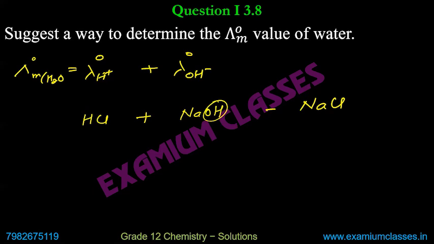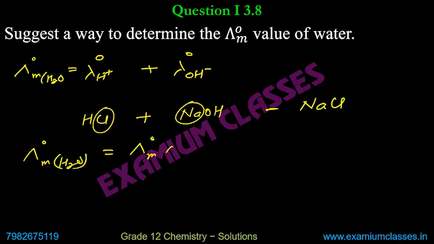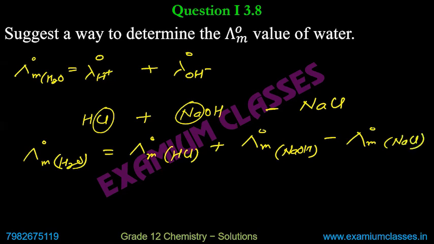Good. So HCl is a strong electrolyte with OH minus NaOH. But when we add these two, we get H plus and OH minus, but we get this extra. For this one, we will subtract NaCl. It means lambda m naught of H2O will be lambda m naught of HCl plus lambda m naught of NaOH minus lambda m naught of NaCl. This is the way we will determine lambda m naught of water.